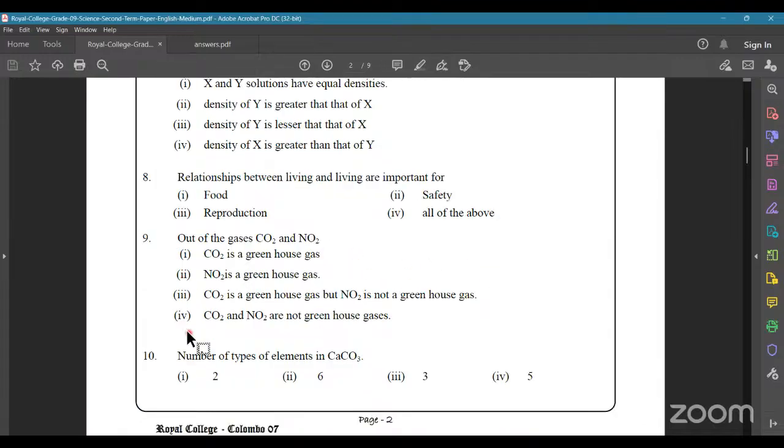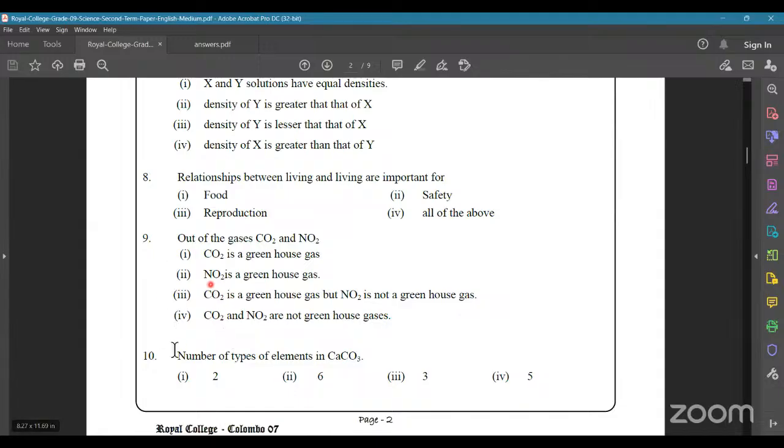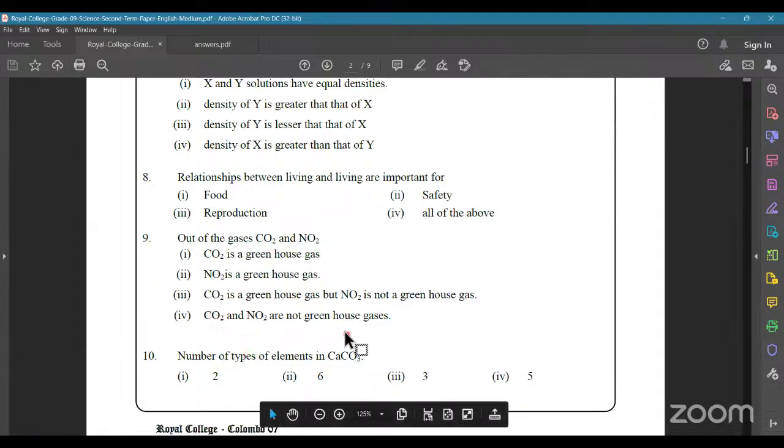And also the ninth question: out of the gases carbon dioxide and nitrogen dioxide, they have given four statements. Carbon dioxide is a greenhouse gas, nitrogen dioxide is a greenhouse gas; carbon dioxide is a greenhouse gas but nitrogen dioxide is not a greenhouse gas; carbon dioxide and nitrogen dioxide are not greenhouse gases. So what do you think the answer is, Mahdi?